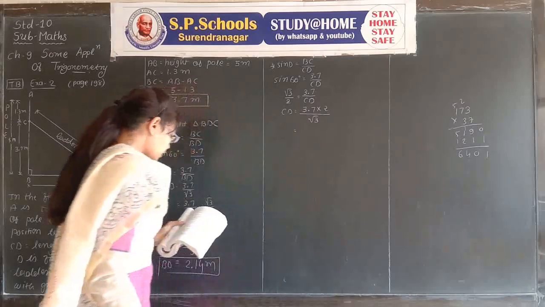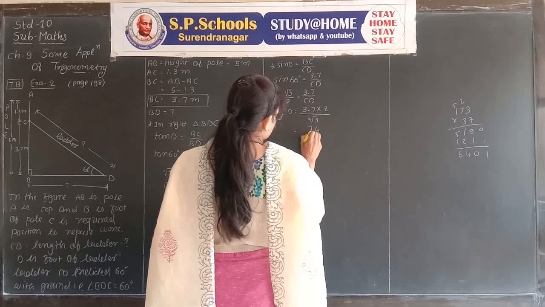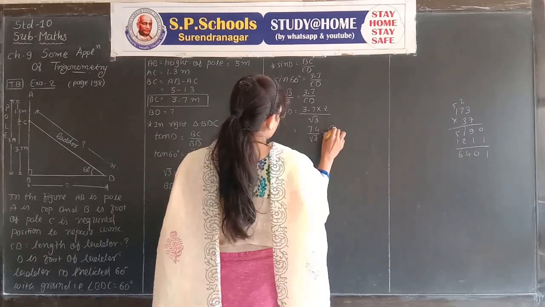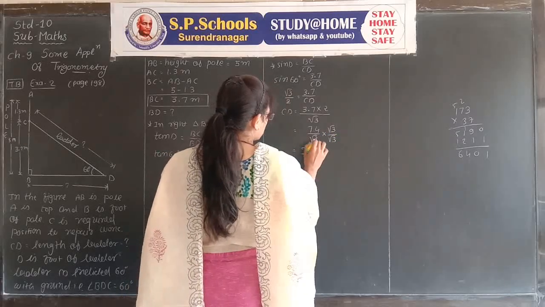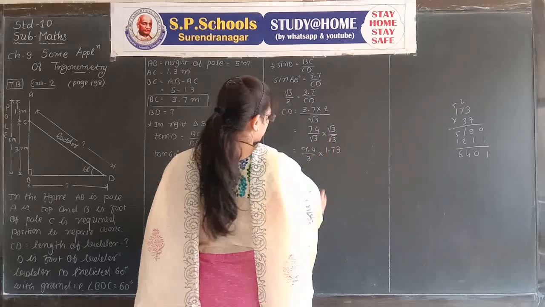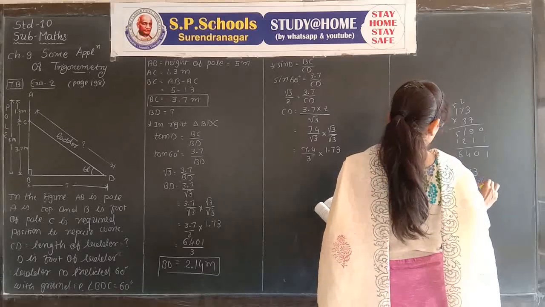Now 3.7 into 2 is 7.4, so 7.4 upon root 3. We multiply and divide by root 3 for rationalization. Root 3 into root 3 is 3, and the value of root 3 is 1.73. Now again multiply 173 by 74.